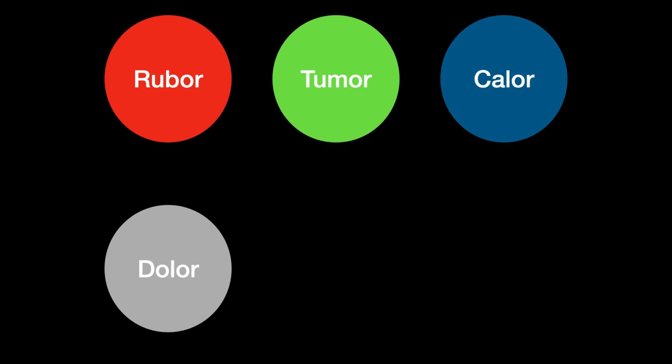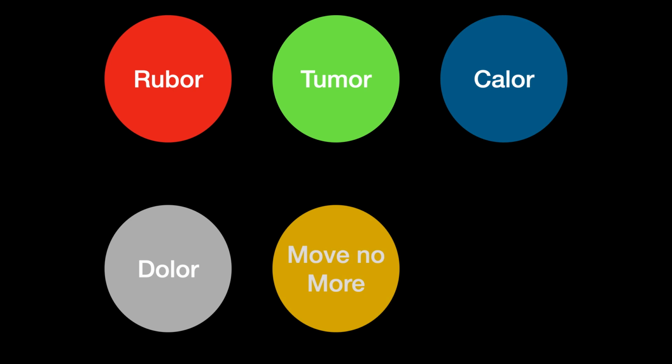term that we're going to make sound Latin, right? Move no more, right? It has to end with the or sound. So rubor, tumor, calor, dolor, move no more, which basically designates that when you have inflammation, you're going to have a lack of function, right? It's going to affect the function of the tissues that are inflamed.